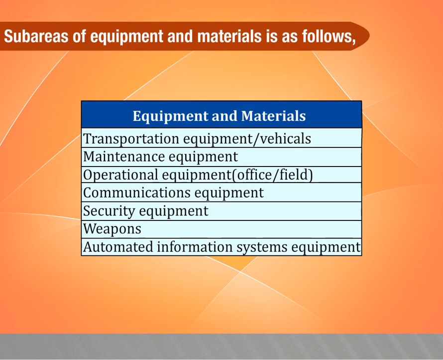Sub-areas of equipment and materials are as follows: transportation equipment or vehicles, maintenance equipment, operational equipment, that is office or field, communications equipment, security equipment, weapons, automated information systems equipment.